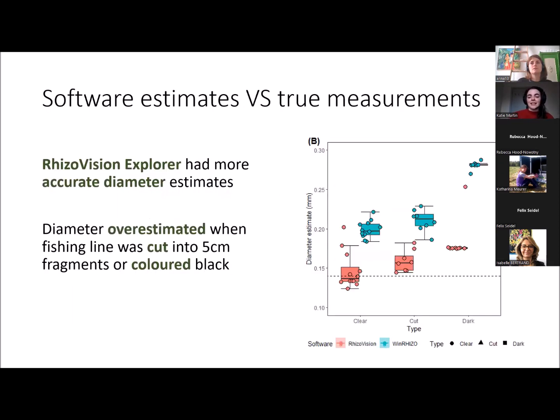So we also looked at the diameter estimate. We used a microscope to measure the true diameter of the fishing line. So the dashed line shows where that is. And we could see the Rhizovision in pink was a lot closer to the true diameter than WinRhizo. The accuracy was affected by when we cut the fishing line into smaller fragments, as well as when we colored it black. And in the case of WinRhizo, it was almost doubling the estimated diameter when we colored it. So that might be an issue if you are staining.